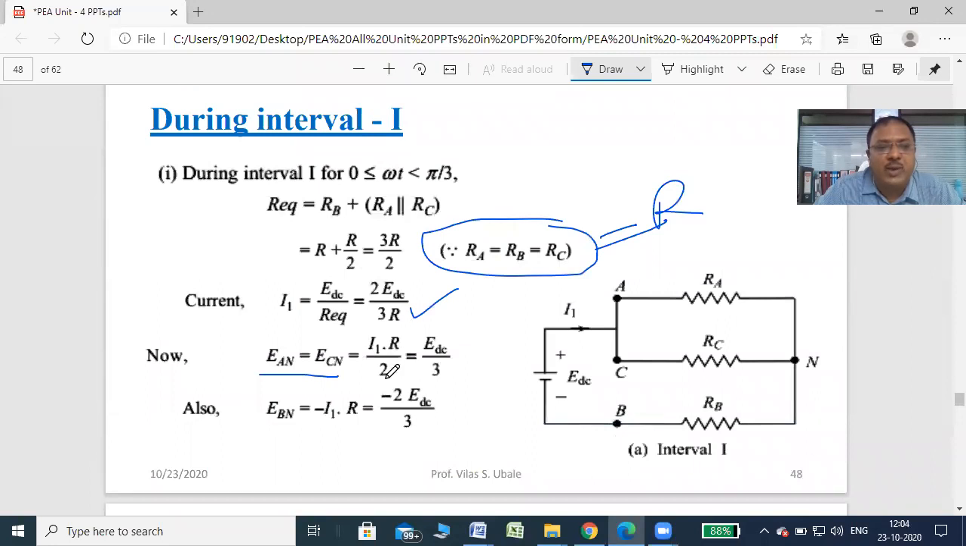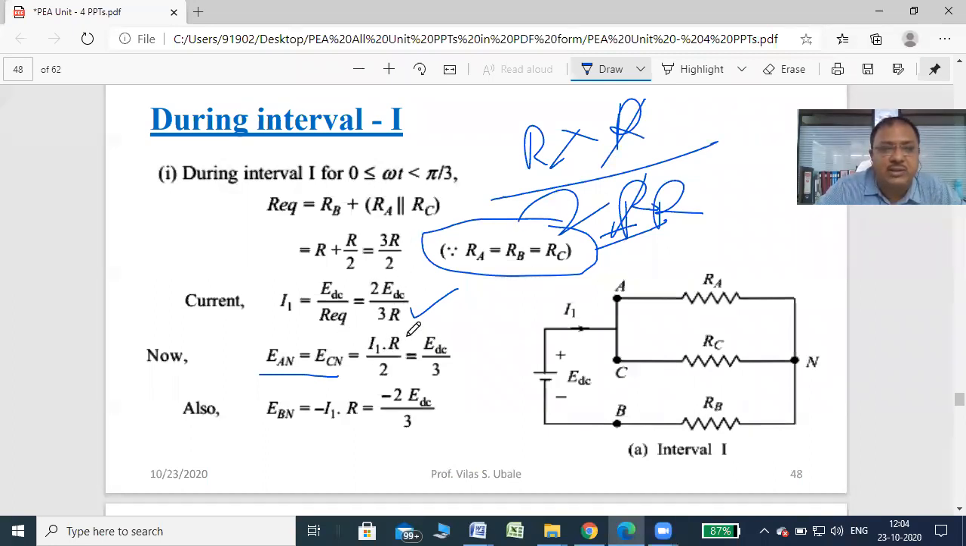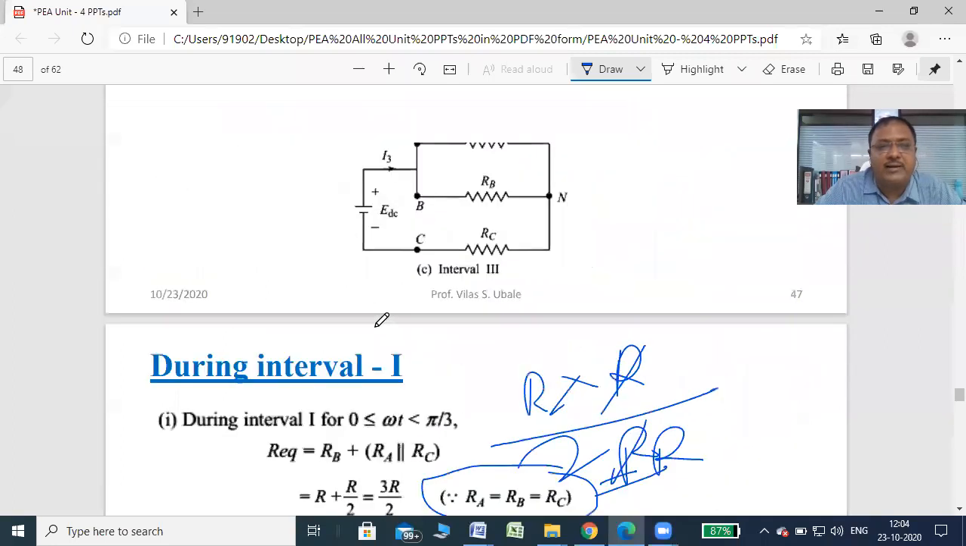I1 into R by 2, that is a parallel combination basically. R by 2 is a parallel combination of RA parallel RC. If we consider this is R and R, so R into R divided by twice R. So it is R square, so R cancels, and it will be R by 2. Okay, so that R by 2 is written here for current.